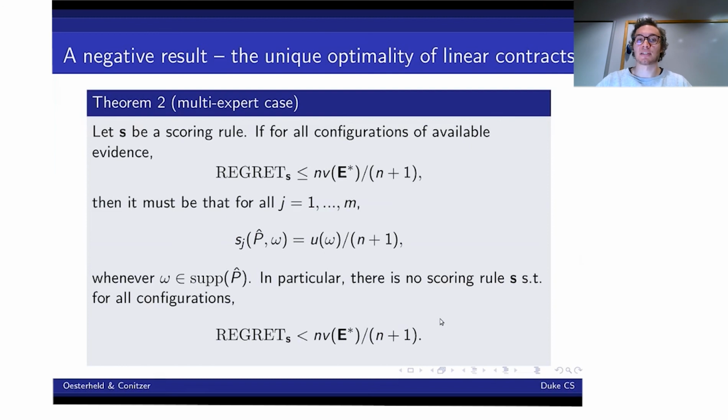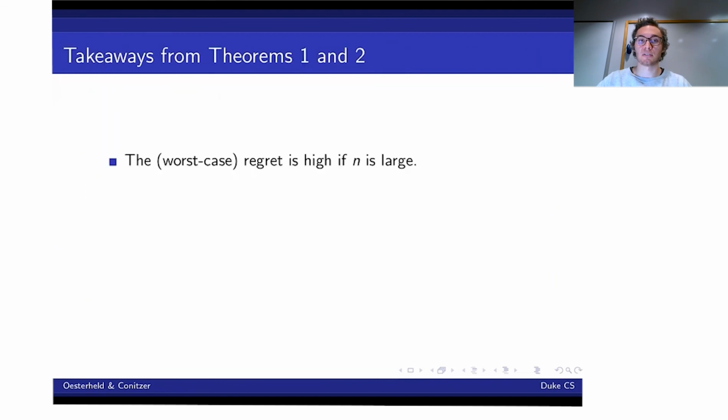which we saw on the last slide was satisfied by the linear scoring rule, then this scoring rule must be the linear scoring rule, with the exception that they can score non-linearly when the expert promises that some outcome won't occur, but then it occurs in fact. Then you can score differently, but generally you have to do this simple linear scoring. And again, in particular, there's no scoring rule that achieves a lower regret bound than the one achieved by this optimal linear contract.